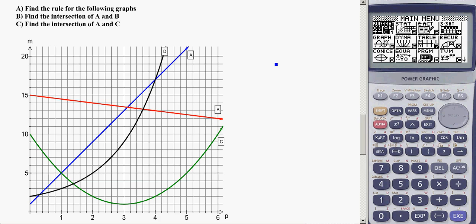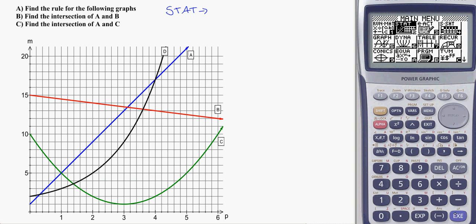Okay, on to part 3 here. Here I want to find a rule again, but here we're going to find it from a graph that's been given to us. So if we're going to go about doing this, we're going to be using stat again to get the rule. So this time I'm going to go into stat.